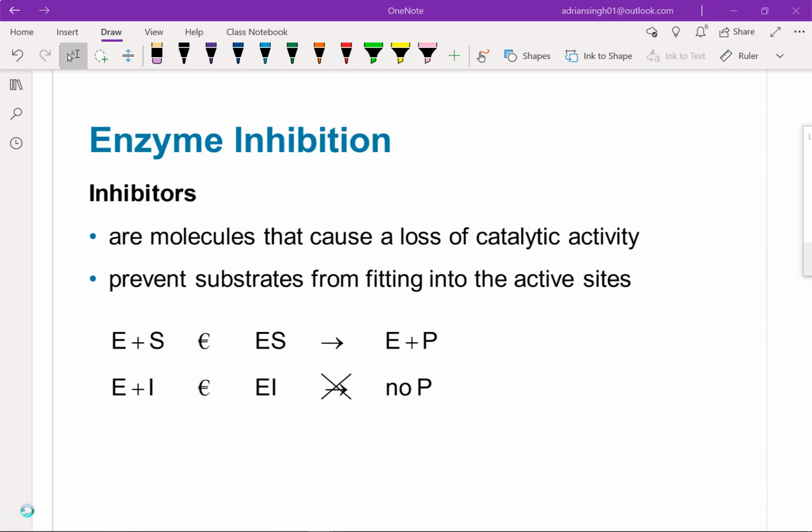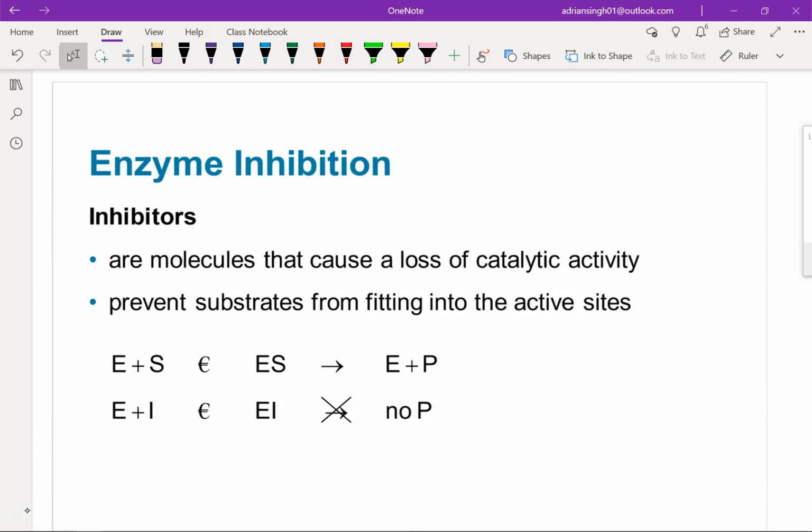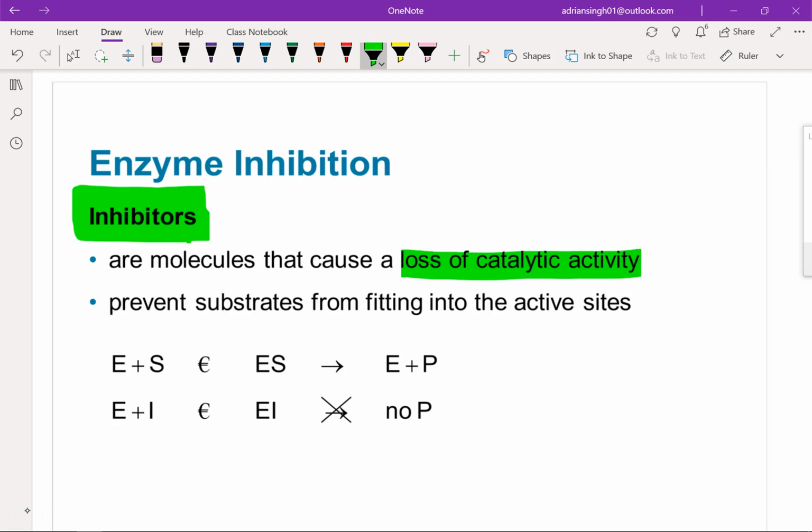So the other way by which an enzyme's activity can be affected is through the use of something known as an inhibitor. And generally, inhibitors are substances or molecules typically that reduce the activity of the enzyme, or we say they cause a loss of catalytic activity.